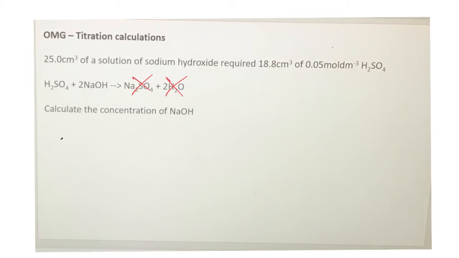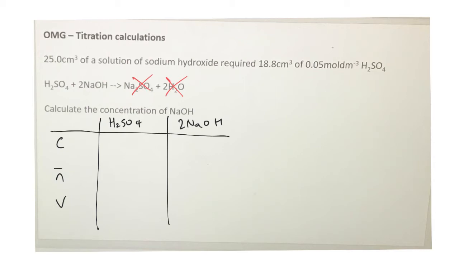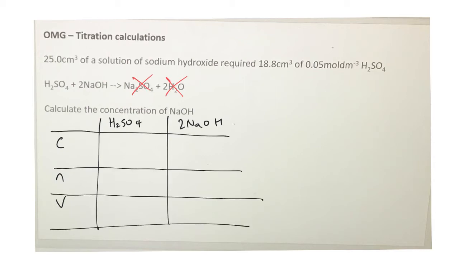My rows are going to be C, N and V, where C equals concentration, N equals moles and V equals volume. And I'm going to have a column for H2SO4 and 2NaOH. Now I want you to notice how I have left the big numbers in. I'm then just going to put some rough rows in. I'm now going to begin filling this table up.